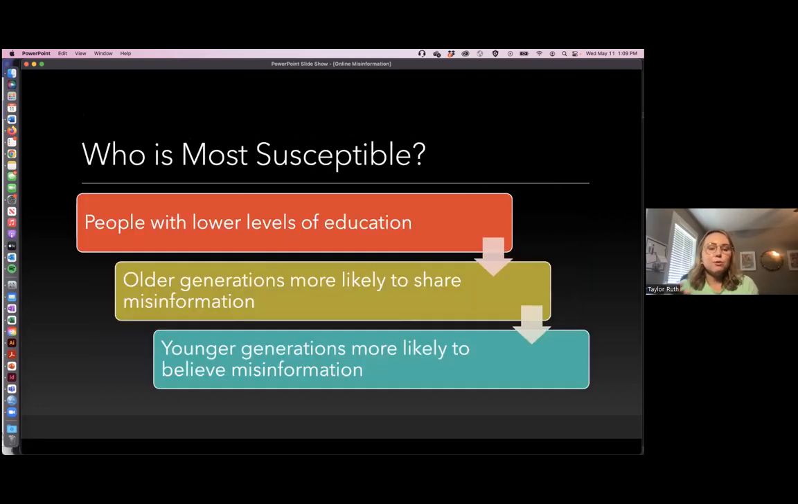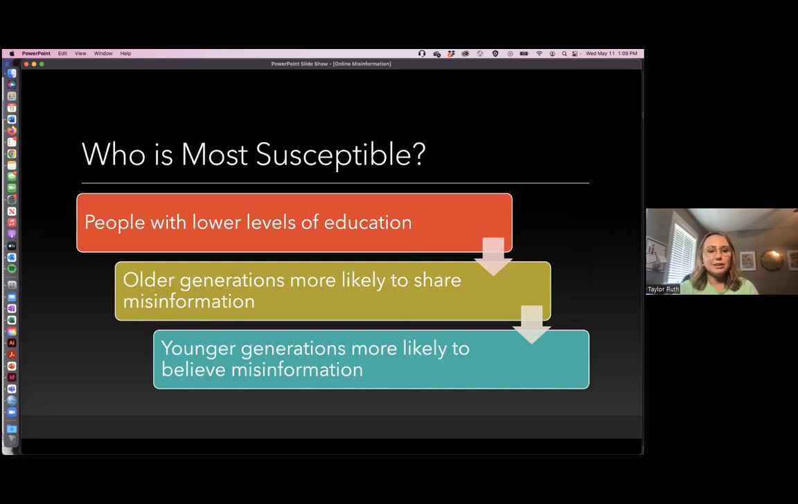When thinking about who is most susceptible to misinformation, people with lower levels of education are going to be more susceptible, is what they found in the research, just simply because maybe they don't have the knowledge base to understand if the information they're seeing is accurate or inaccurate.